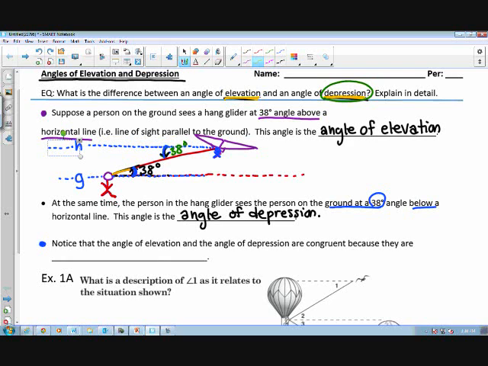And from the dude on the ground up to the hang glider, that's what we call a transversal. A transversal intersects, crosses through two parallel lines. And so we've learned about these this year. We started learning about geometry in January. We talked about all the different relationships that happen when we have two parallel lines and a transversal that crosses through them.